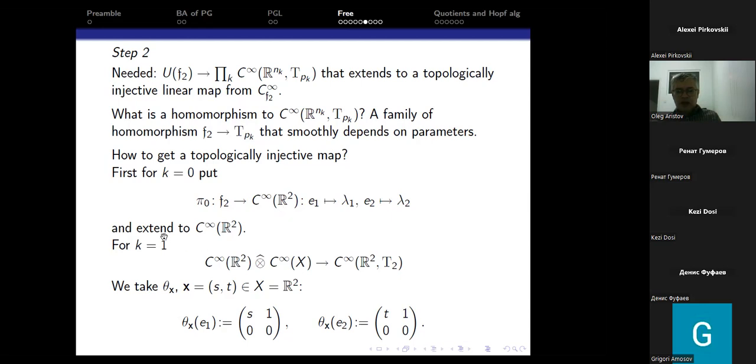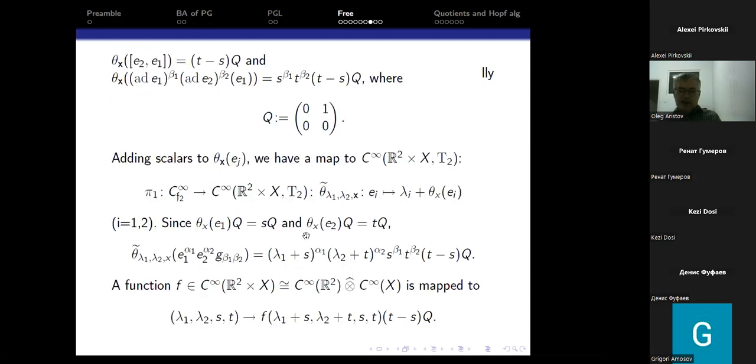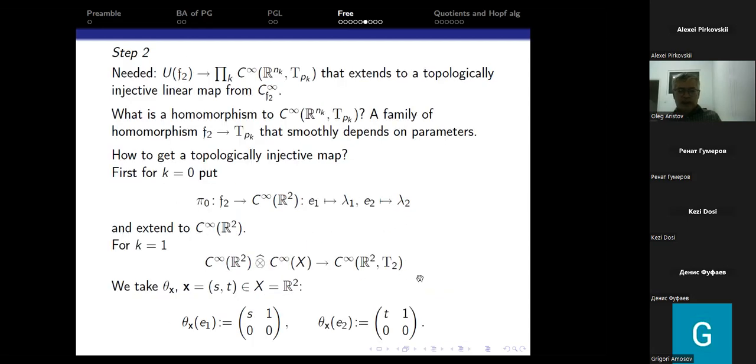And next we consider the case k equals 1. That means we multiply C infinity of R2 by C infinity of X, and consider a family of homomorphisms to the algebras of triangular matrices of order 2. So we have a freedom to take this homomorphism, but this variant is rather simple.